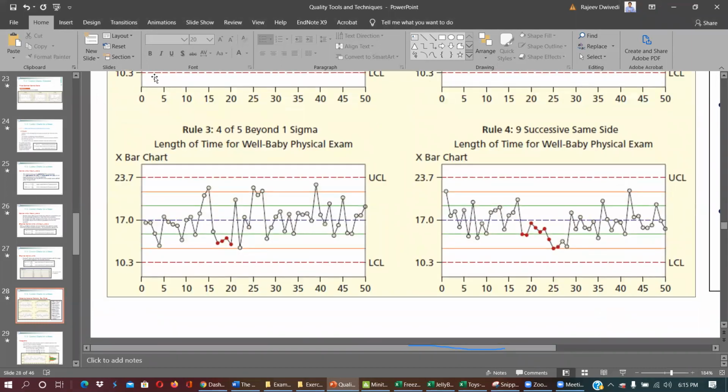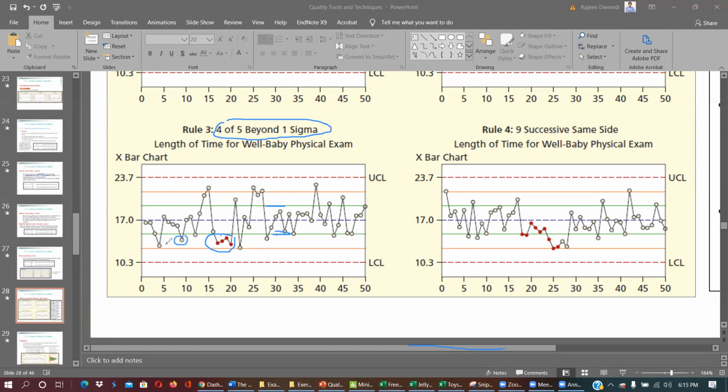What this says, 4 of 5 beyond 1 sigma. So this is the 1 sigma line. 4 out of 5 beyond 1 sigma. Continuous, that is also continuous. So you can say there are many more which are beyond these lines, beyond 1 sigma. Successive, basically I'm going to go over the wording, and 9 successive same side.